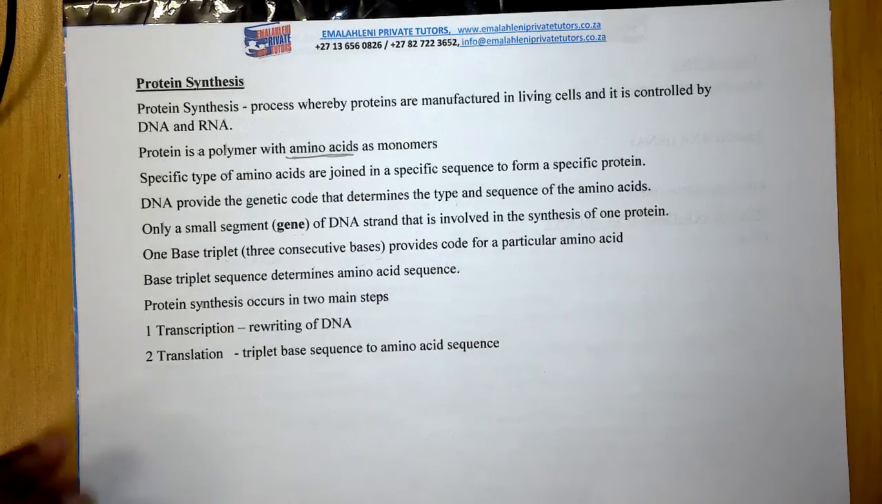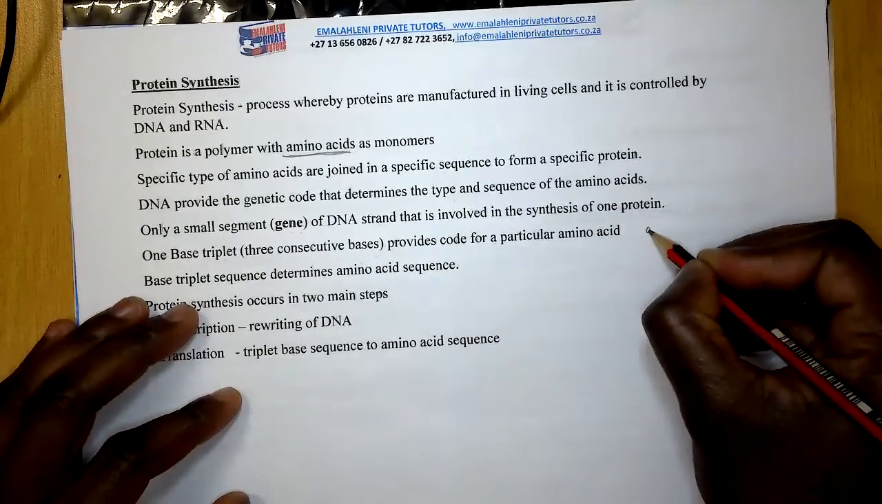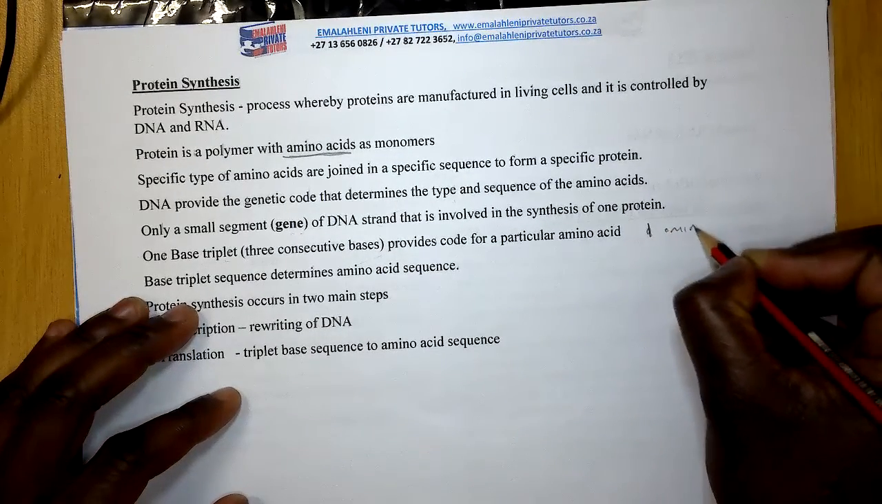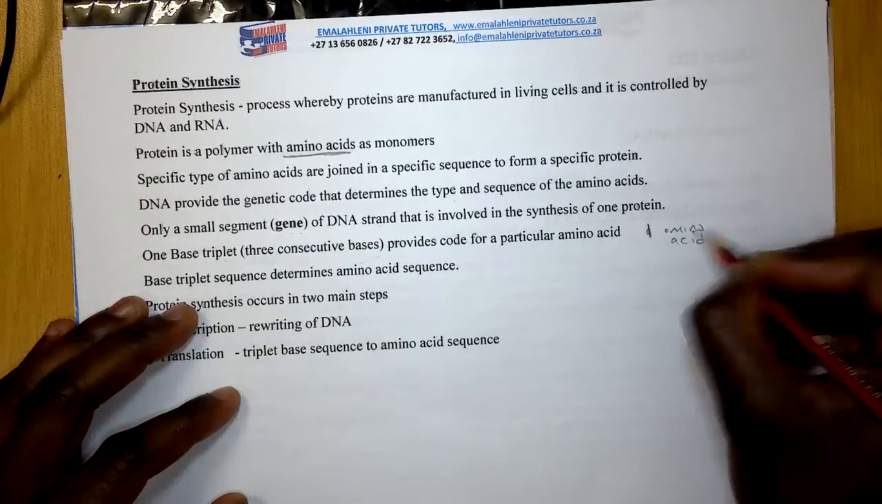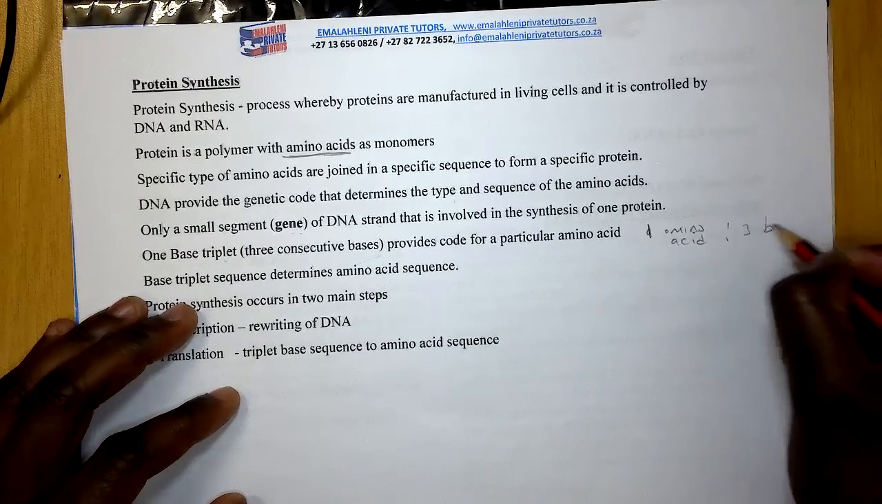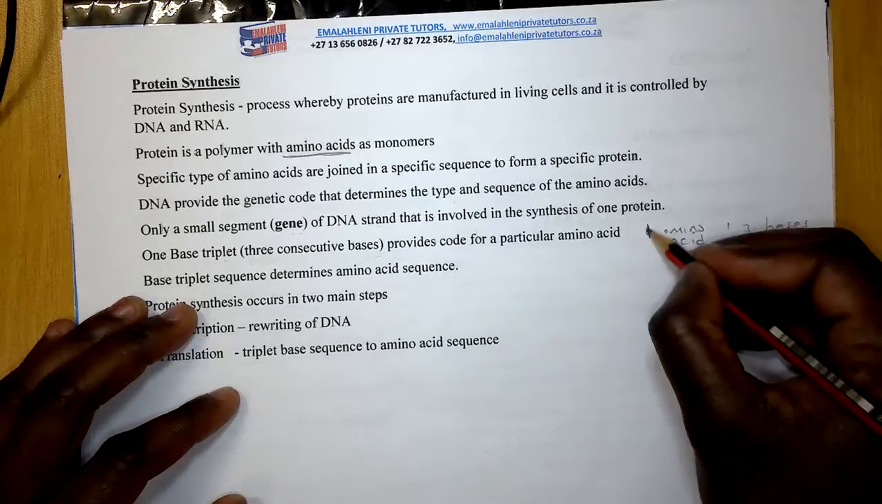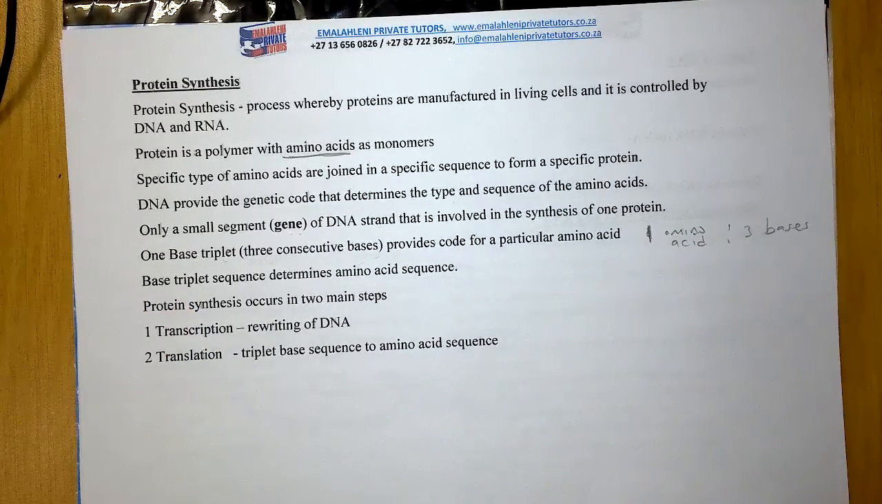Okay, that ratio you must understand. So we're saying 1 amino acid is to 3 bases. This is the ratio that you must know. Now, the base triplet sequence determines the amino acid sequence. So how the bases are sequenced also determines how your amino acids are sequenced. Protein synthesis occurs in 2 main steps. Transcription is a rewriting of your DNA. Then translation is triplet base sequence to amino acid sequence. That's what we're saying here.